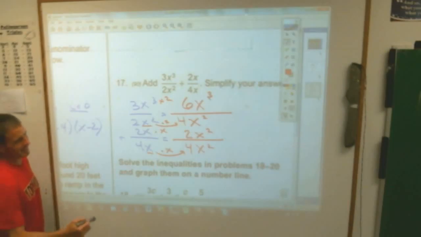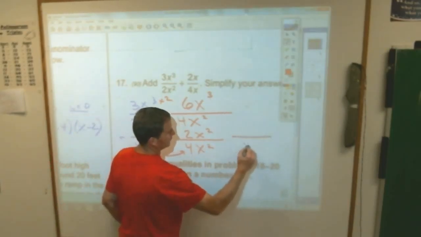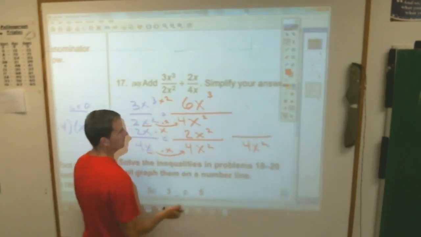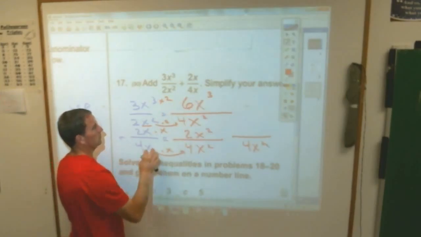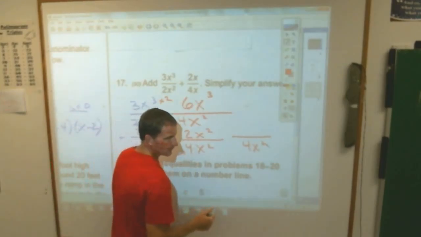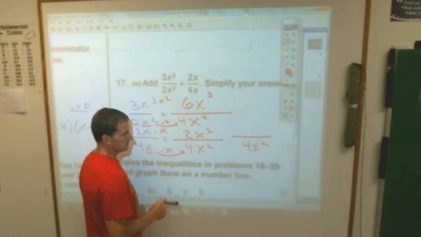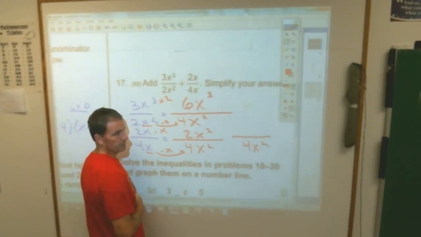Now you can add them together. You'll have your 4x squared on the bottom. What is 6x cubed plus 2x squared? Lutz? It is not. What is 6x cubed plus 2x squared? Ryan?